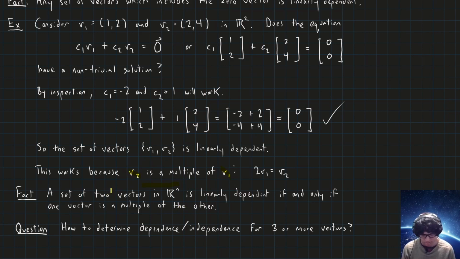It's pretty easy to determine if a set of 2 vectors is dependent or independent, but it gets much trickier when there are 3 or more vectors. This is another question we'll need more tools to answer, and we will return to it.